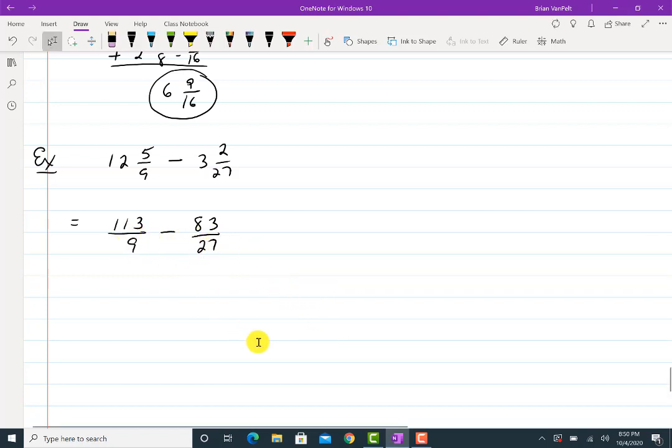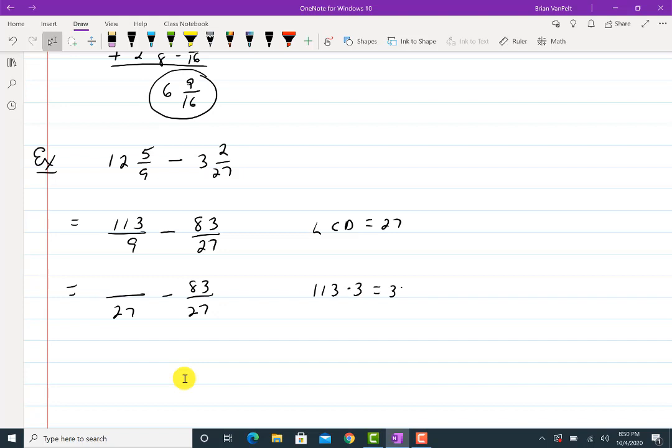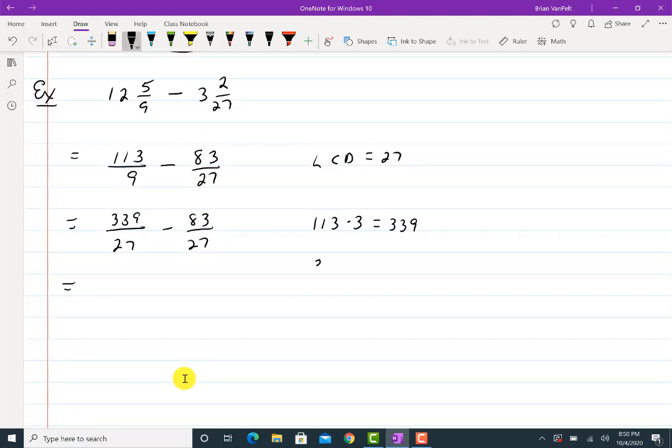9 goes into 27 3 times. So I'll change the first fraction so that it has a 27 in the denominator. What do I got to do? To get 9 to be a 27, I had to multiply by 3. So I've got to do 113 times 3, and that's equal to 339. And then let me do the subtraction. So I'm going to have 339 minus 83. It looks like 256.